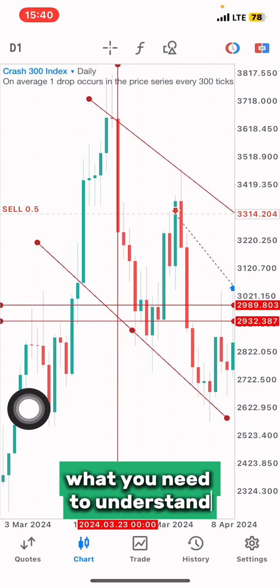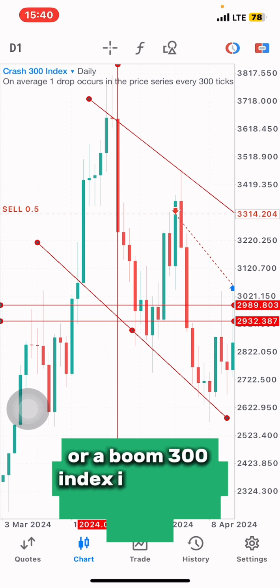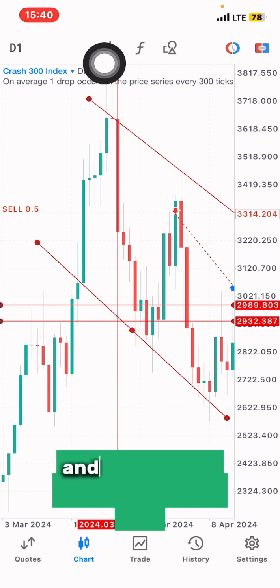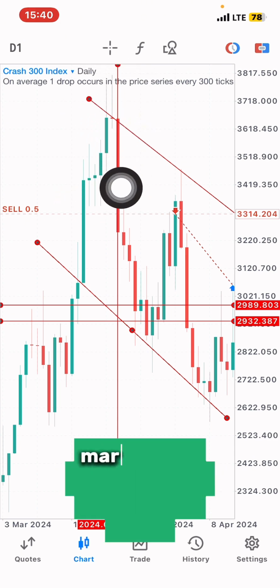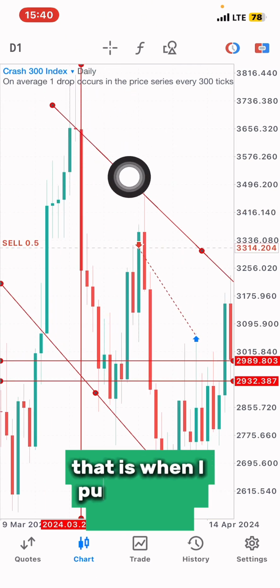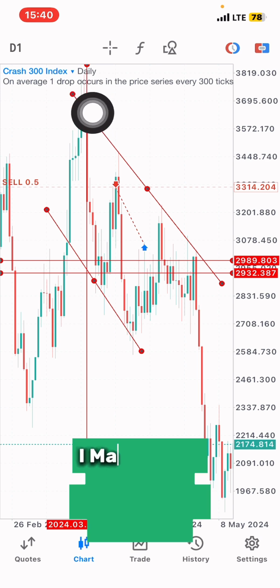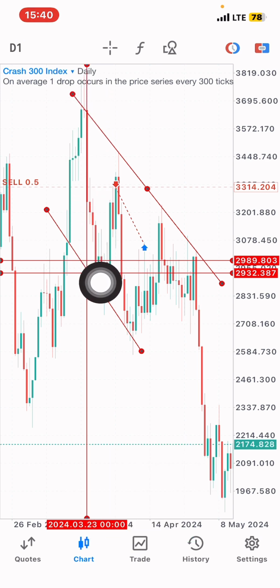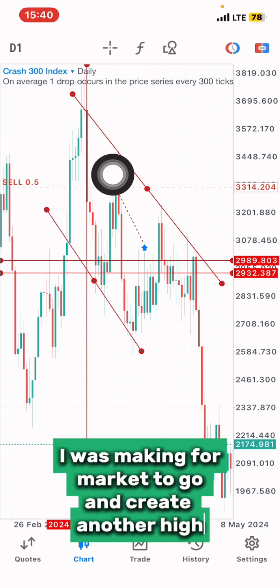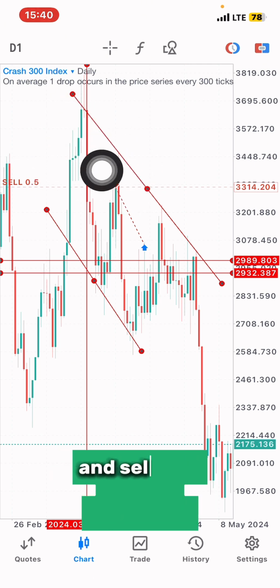What you need to understand is, whenever Crash 300 index or Boom 300 index is about to break new highs, whenever it tries to break out and the market refuses to break out, the next thing you see is the market sharply coming down into the range. You should just mark your highs. That is when I put this trend line that you are seeing here. I mark my highs. The market pushes down, creates another low, making a double low. Then I was waiting for the market to go and create another high on this trend line channel, which is why I'm going to take my trade and sell this market downward.